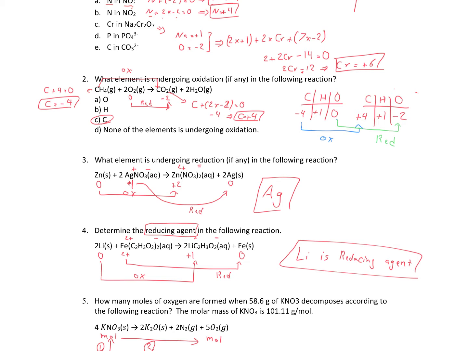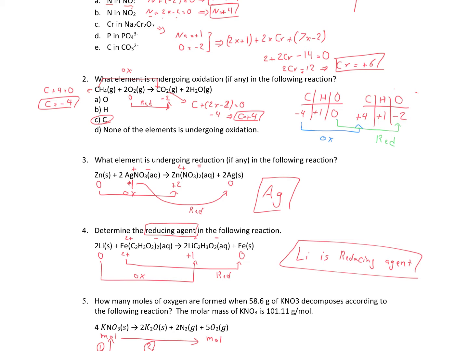And I try to write that in a chart here on the right, so that makes it easier. From 0 to 2, -2 is reduced. From -4 to +4 is oxidized. Question number 3, what element is undergoing reduction?